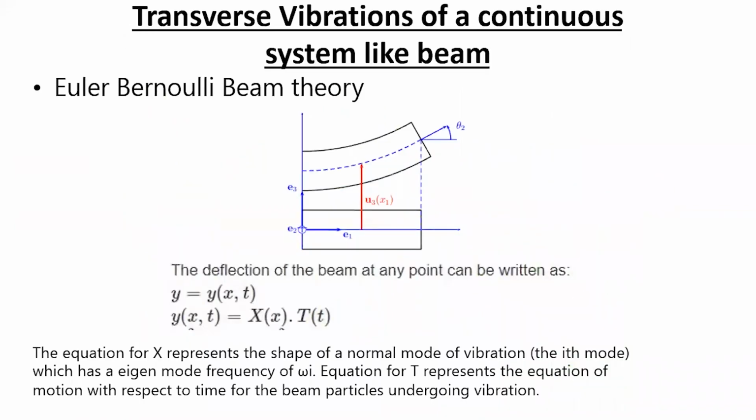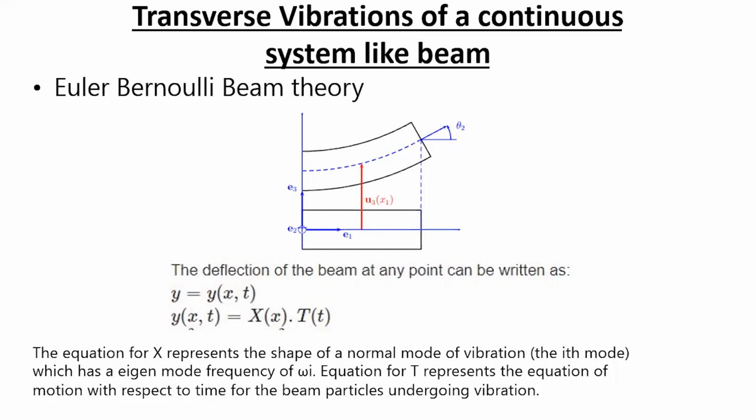To understand this, we are considering the Euler-Bernoulli beam theory. In this theory, we study the effects of transverse vibrations on a continuous system like a beam. The major assumption of this theory is that at any point in the system, if we cut out a section of the beam, that section will always be perpendicular to the neutral axis. So this is the theory which we are following.